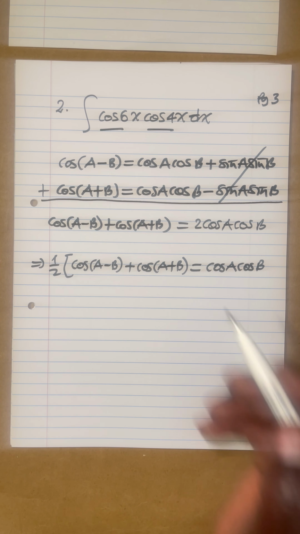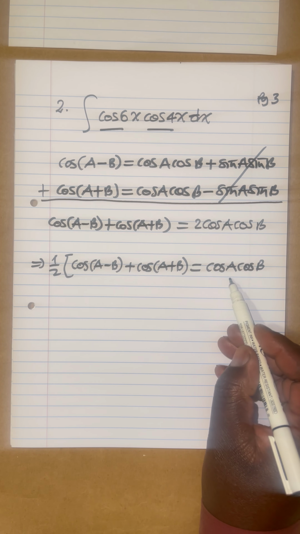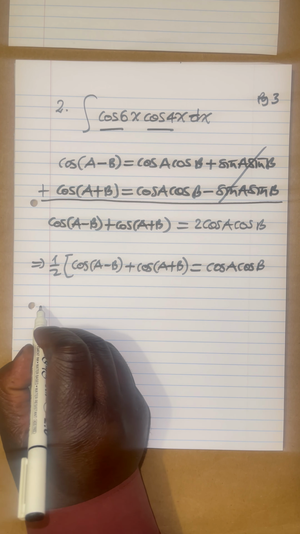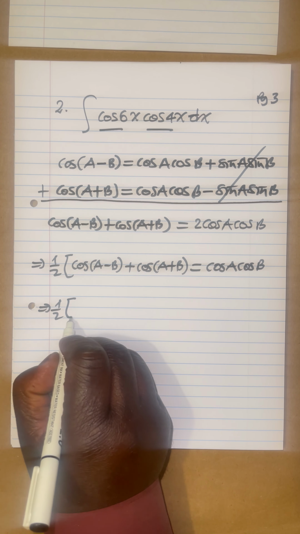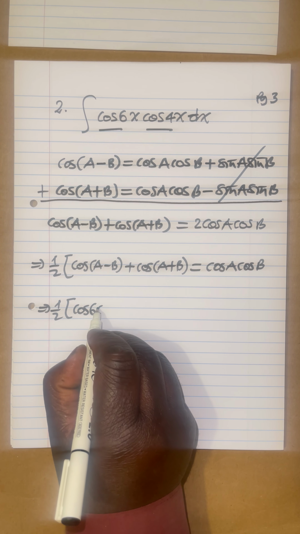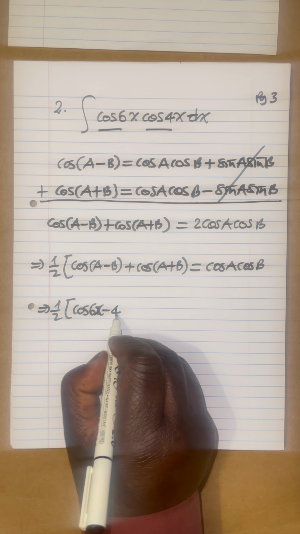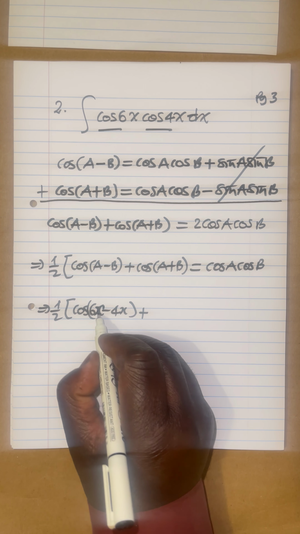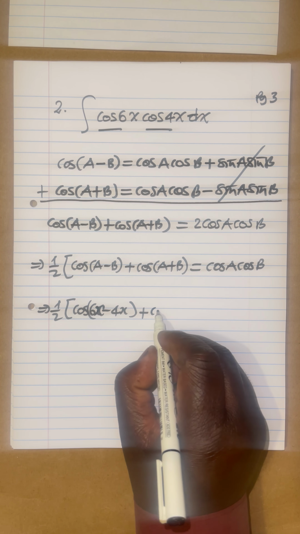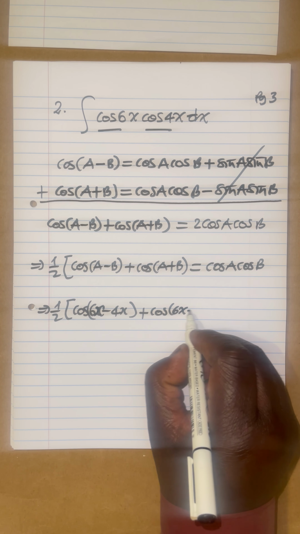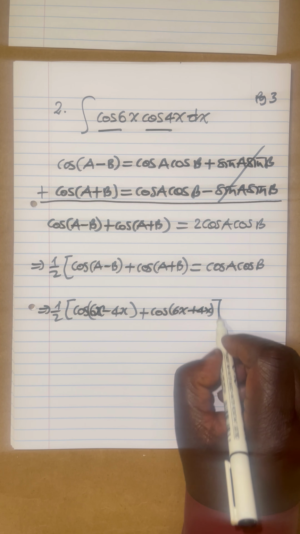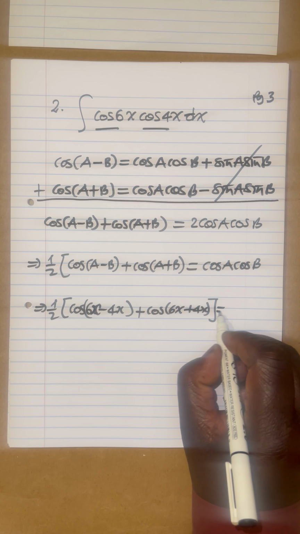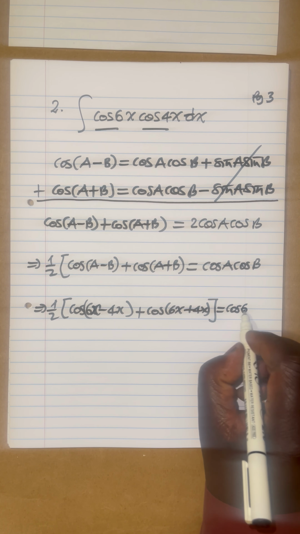Fantastic. Now, if you look at this, it is 6x, 4x. I must put 6x, 4x there, and I must do the same on the left. So this implies 1 over 2, and we're saying cosine of 6x minus 4x plus cosine of 6x plus 4x. What should this be equal to? It should be equal to cosine of 6x and then cosine of 4x, like that. This is what we have there.